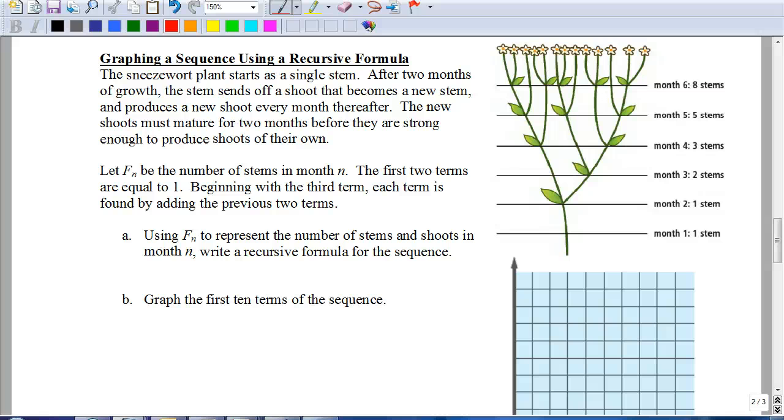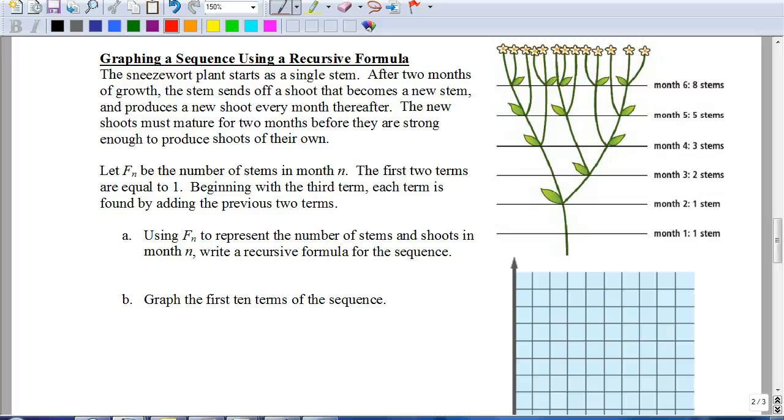After 2 months of growth, the stem sends off a shoot that becomes a new stem and produces a new shoot every month thereafter. The new shoots must mature for 2 months before they are strong enough to produce shoots of their own. Let f sub n be the number of stems in month n. The first 2 terms are equal to 1. Beginning with the third term, each term is found by adding the previous 2 terms.